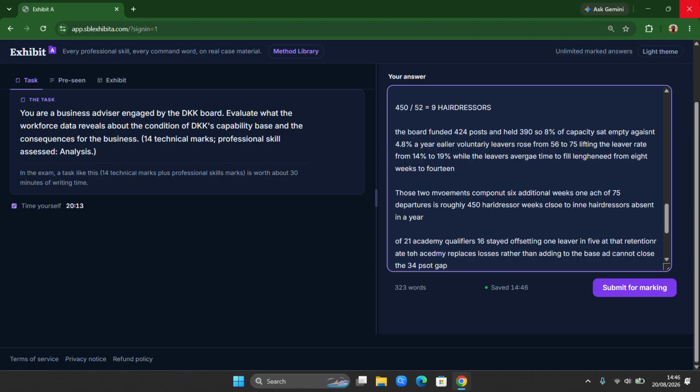Okay, so that's my first point. 2 things in there worth pointing at. So those 2 movements compound is the whole game. When 2 figures move the same way, the analysis is of the product, not the pair. And "at the retention rate" is 4 words that stop me from claiming something that the exhibit doesn't give me. Okay, so now I've got my second point.